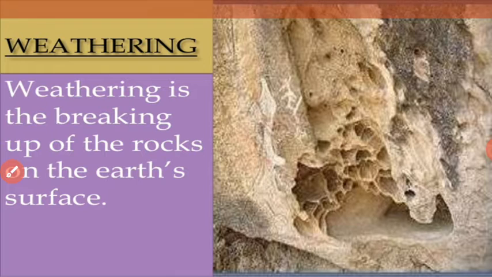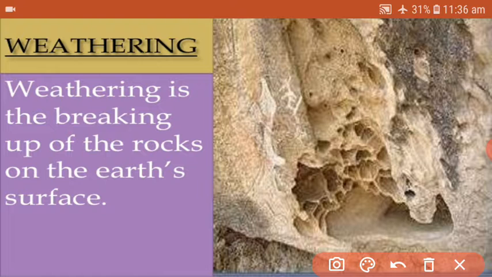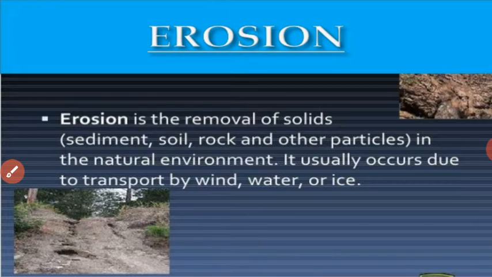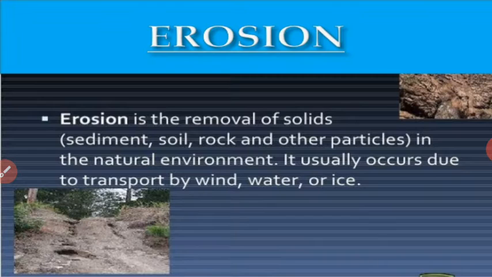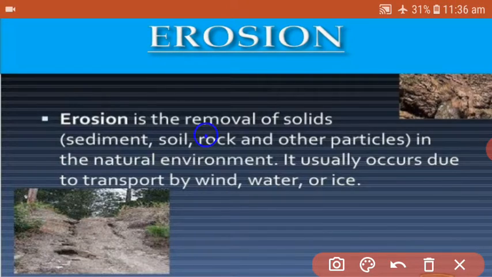In the first part you will find weathering, that means the rock is broken up, and the second activity that occurs is the removal of those solids. After being broken up, they are removed, and that process of removal is known as erosion. It usually occurs in a number of ways, by wind, water or ice. So there are different agents which work for erosion: wind, water or even ice.